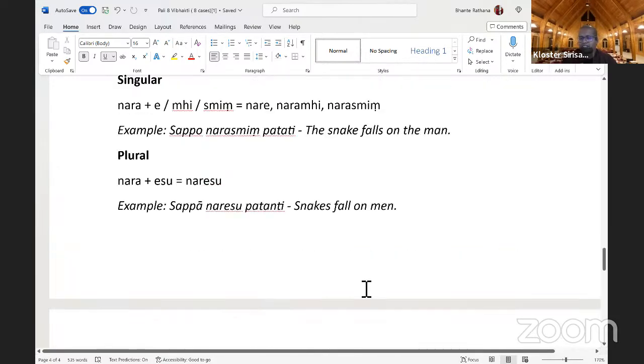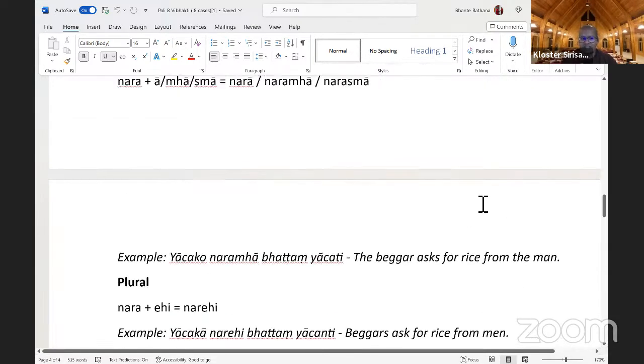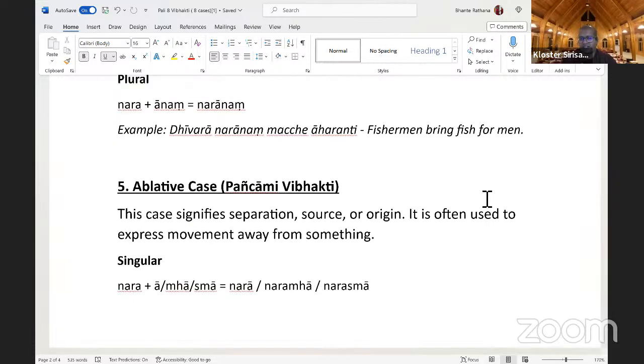Okay, these are the eight cases. If you have any questions, please feel free to ask. Then we can move to our lesson number 4 and do the exercise.